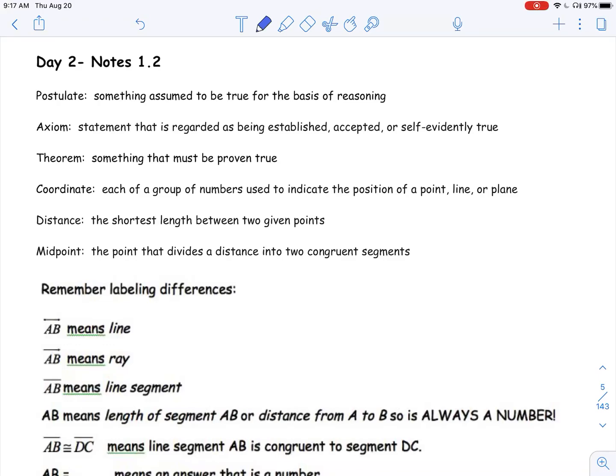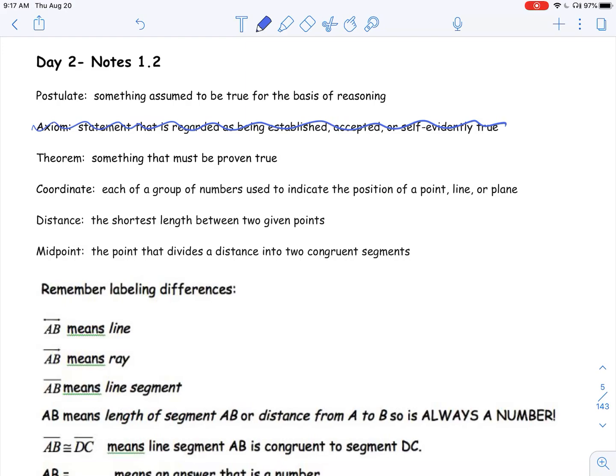Right, day 2 is going to be a little bit more vocabulary and some recap, and then we'll move on from there to work on some distance formula, I believe. So a postulate is something assumed to be true for the basis of reasoning. An axiom is the same exact thing. We won't really ever use the word axiom. A theorem is something that must be proven to be true. We'll deal with a lot of theorems starting in Unit 2.